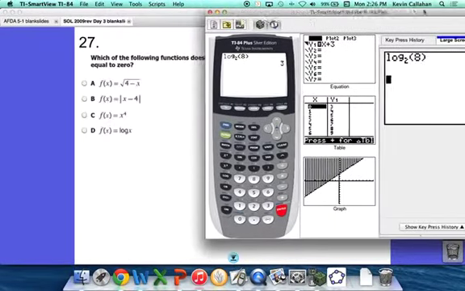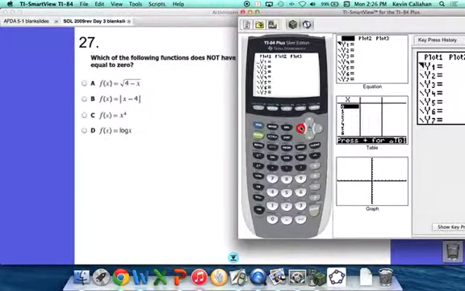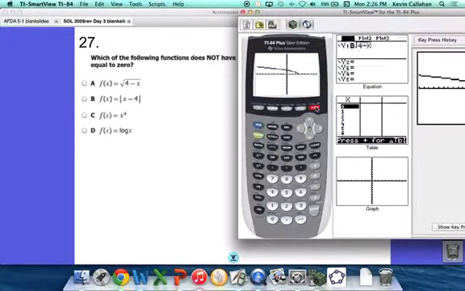Let's say I put the first one in, y equals, clear. So if I put in the square root of 4 minus x, and then I graph it, you could see that it starts here and it goes to the left. That's domain. The range is it starts on the x-axis and it goes up from there. That would be y greater than or equal to 0.